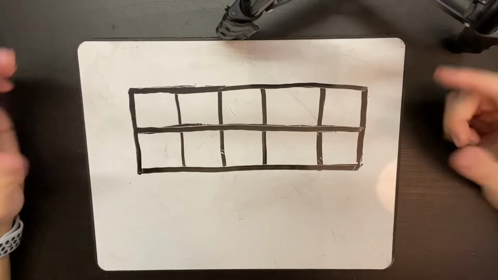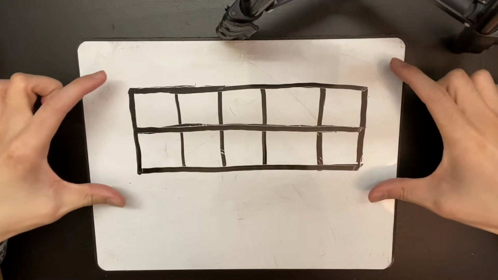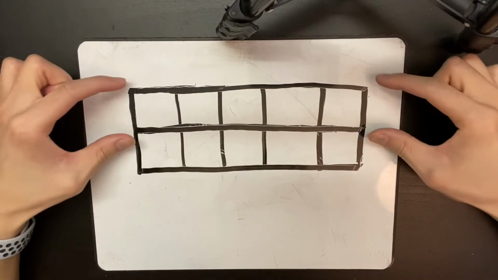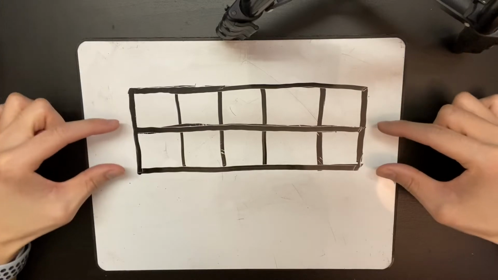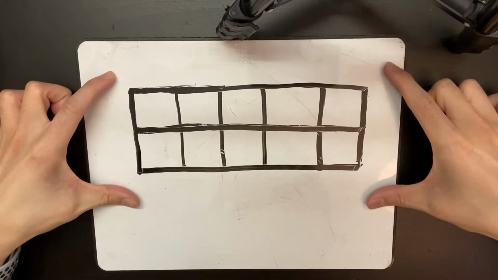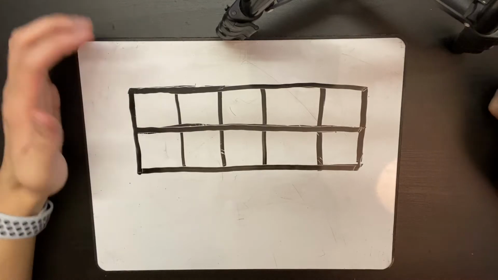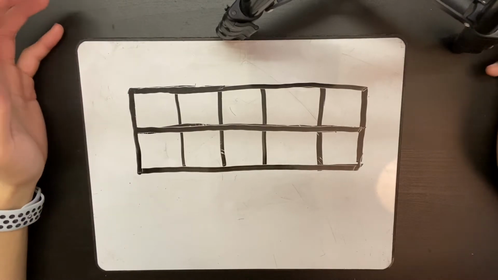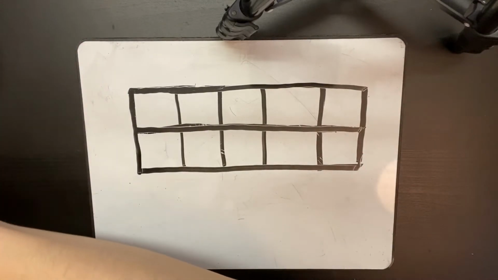It's a tens frame. So remember, we could say it. This whole thing is a tens frame. And if I'm looking at one row, it's a 5 frame and a 5 frame. And all together, that is a tens frame. So today we're going to be using this tens frame to help us count.